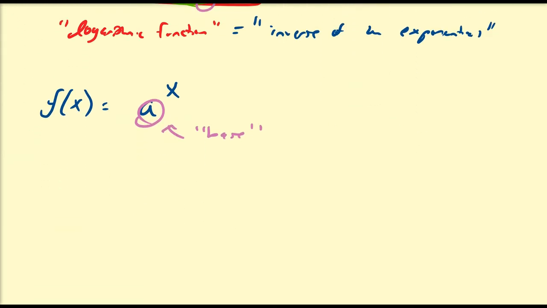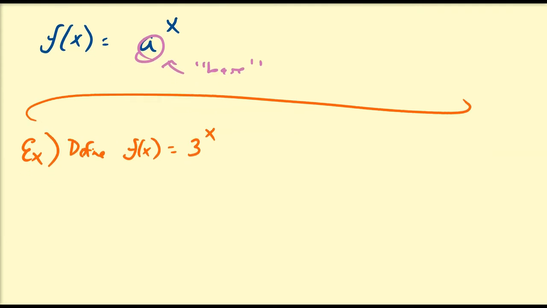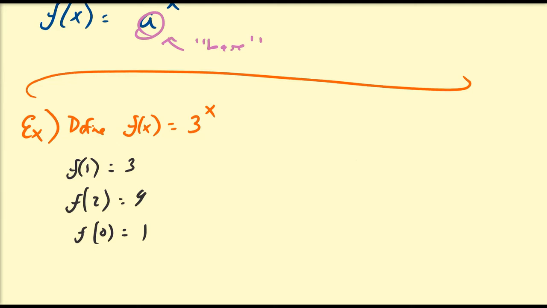Alright, so let's just go through some basic examples of logarithmic functions just using these things that we've already discussed so far. So we're going to define f of x to be equal to 3 to the power of x. And we should be able to calculate a few points of this curve. For example, f of 1 is going to be equal to 3, f of 2 is going to be equal to 9, f of 0 is going to be equal to 1, f of negative 1 is going to be equal to 1/3, and f of negative 2 is going to be equal to 1/9.